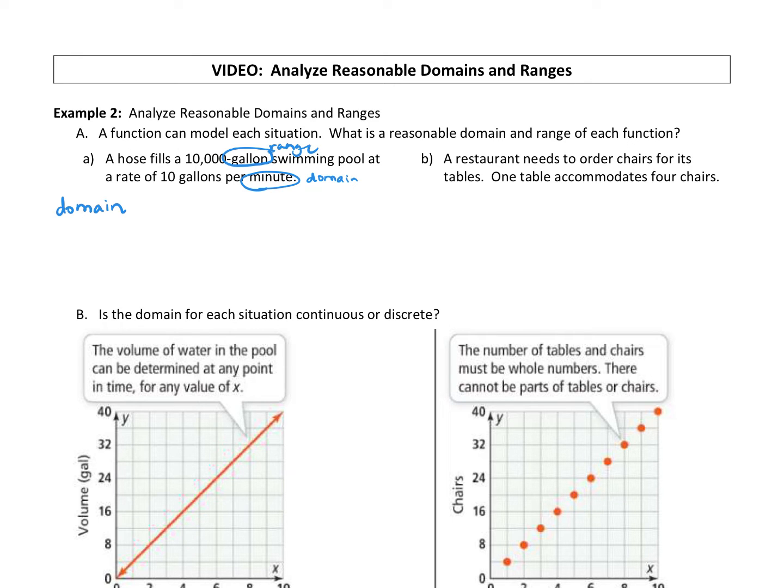So what's a reasonable domain if we're talking minutes? Well, time isn't just any old number that exists. You can't measure time in negative values. Your time can start from 0 minutes. And in this particular example, it will take until the pool is filled. So a reasonable domain is from 0 minutes to the time it takes to fill the pool.